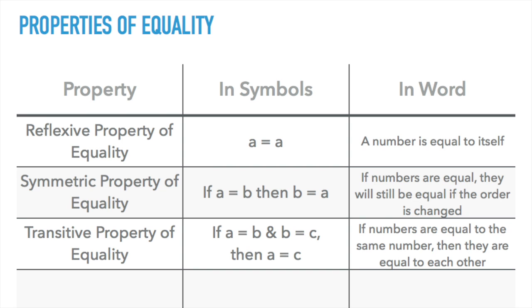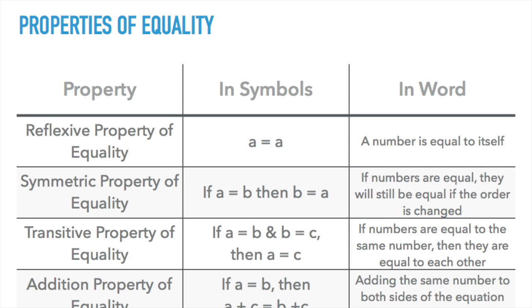Next, we have the transitive property of equality. If A equals B and B equals C, then that must mean that A equals C. Notice that we have A and we have C, and both of them are set equal to B. If numbers are equal to the same number, then they are also equal to each other. A and C are equal to each other because they're both equal to B as well. Kind of like we take out the middleman on that one.